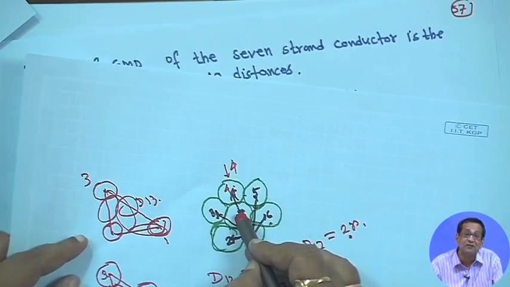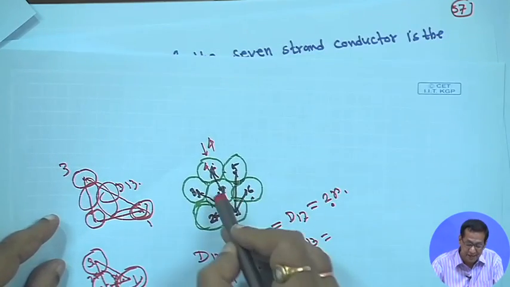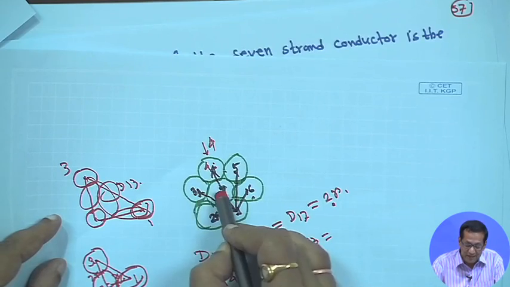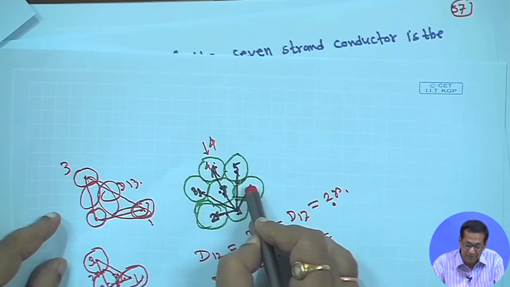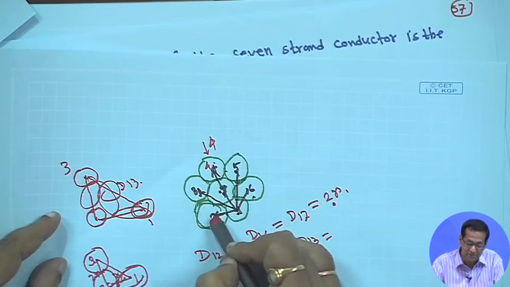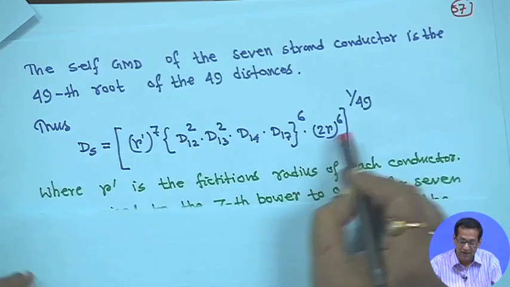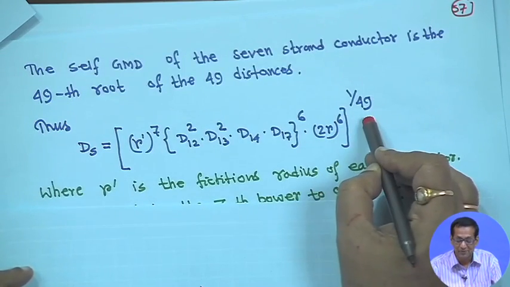Now, from the central conductor also you have to consider this distance. So, from here to here 2r, here to here 2r, here to here 2r, here to here 2r, here to here 2r, here to here 2r, 6 times. That is why it is into 2r to the power 6. So, the total is to the power 49.